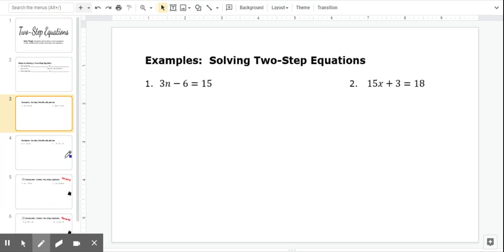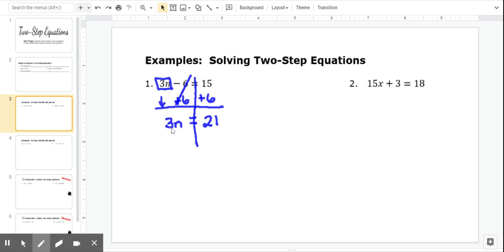All right, example 1. So I'm going to find my equal sign, draw my line down the middle, box off my variable. Outside the box, I see a minus 6. The opposite of subtraction is to add, so I'm going to put plus 6 on both sides. My 6's will cancel. Drop down that 3n equals, and then on the right-hand side, we're going to do some math. So 15 plus 6 gives me 21.